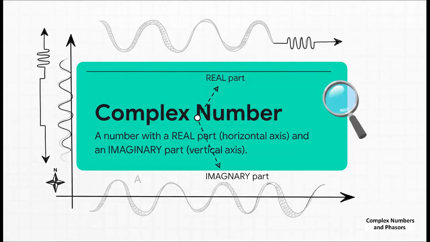So what even is a complex number? Think of it like a coordinate on a map. It has two parts. You've got the real part, which tells you how far to go left or right along the horizontal axis. And then you have the imaginary part, which tells you how far to go up or down on the vertical axis. Put them together, and they point to one specific spot on this plane.